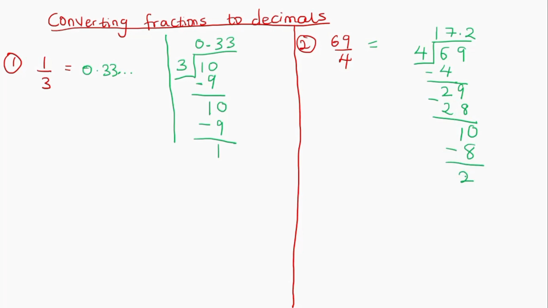Now 4 cannot divide 2, so you add in 0 to this. Alright, so 4 into 20 is going to give us 5. So 5 times 4 is 20. And when you subtract this, we have 0, 0. So therefore 69/4, converting it to decimal, becomes 17.25. And this is our answer.